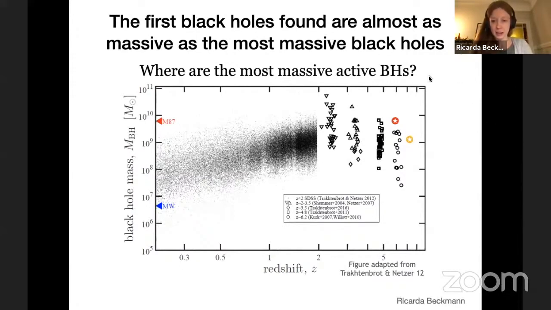And what I want to discuss today is a fairly simple question, really at the heart of high redshift quasars, I guess, and that is, how did the first black holes become so massive?